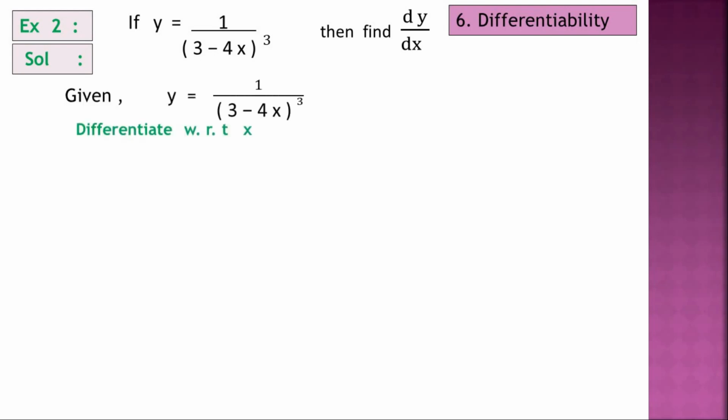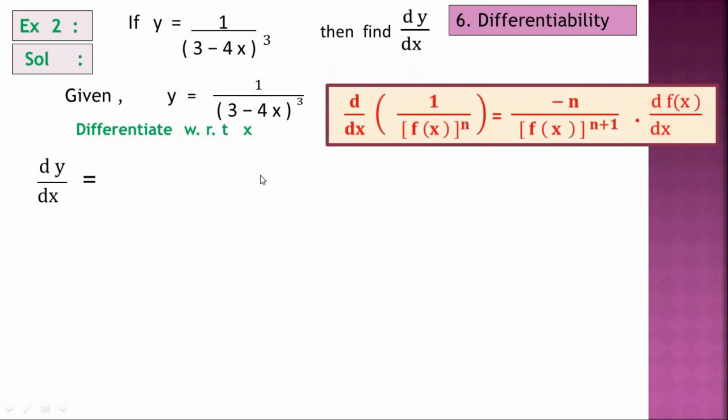So given that 1 upon y is equal to 1 upon (3 minus 4x) whole cube. See here, in the bracket, this f of x may be linear, quadratic, cubic, polynomial, whatever f of x, the rule is the same. And whatever this power, fraction, even, odd, whatever, the method of writing the derivative is the same. y is equal to 1 upon function raised to n. We follow that only.